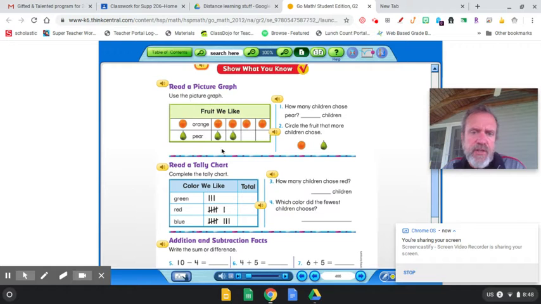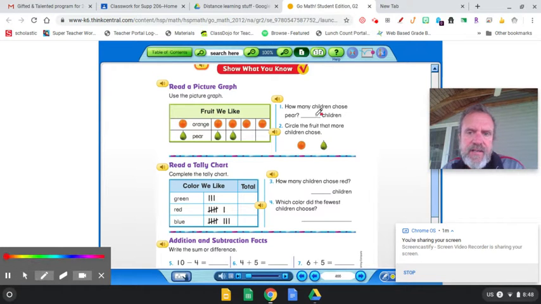It says use the picture graph. Picture graphs use pictures. It says how many children chose a pear. So here we have a graph of fruits that we like, and it has an orange for each person that chose orange. So how many children chose pear? Let's go to the pear section and we'll count them together. 1, 2, and then on this line we would write a 2.